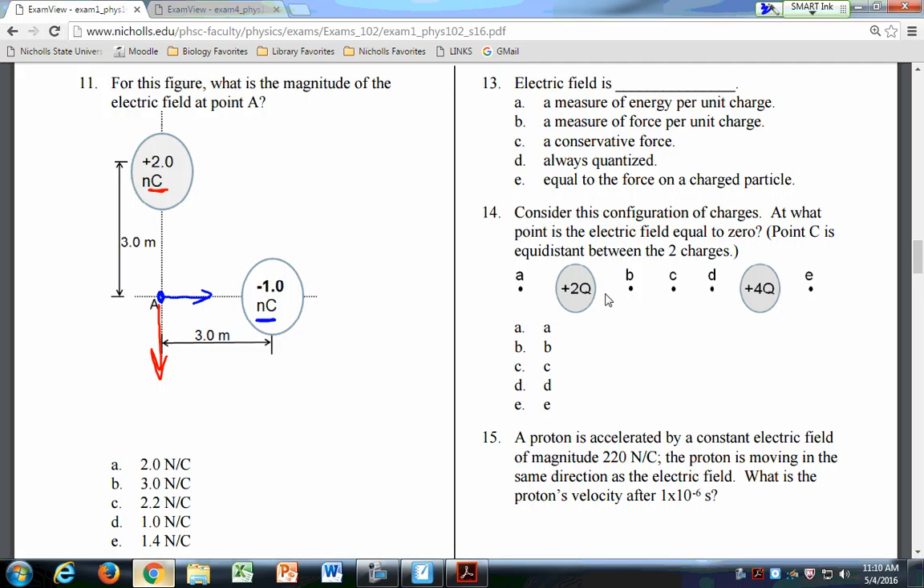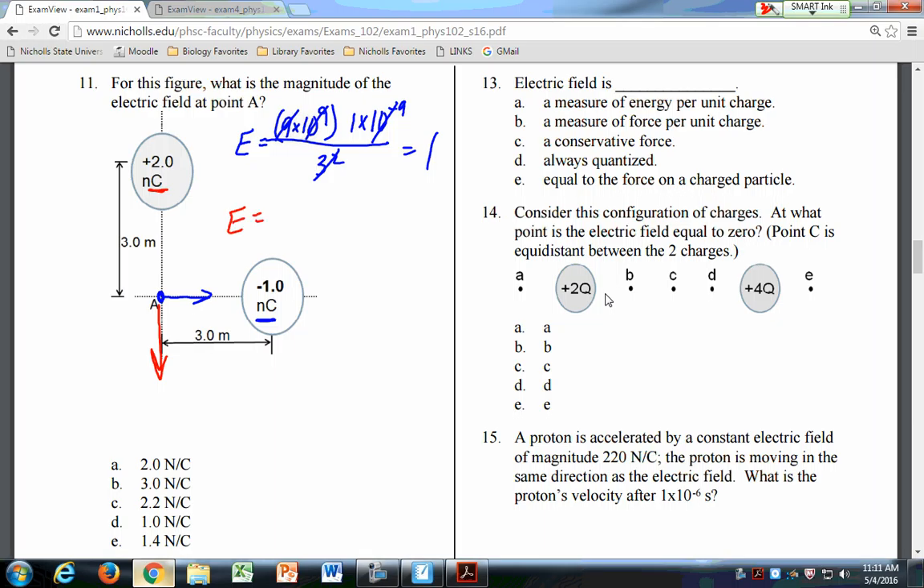To find the magnitude for the blue vector, it's going to be kq over r squared. That's 9 times 10 to the 9th. Q is 1 times 10 to the minus 9 divided by r squared. That's 3 squared. This simplifies a lot. This is just equal to 1. You'll probably see a lot of easy simplifications. So not always, but I try to make the numbers as easy as possible.